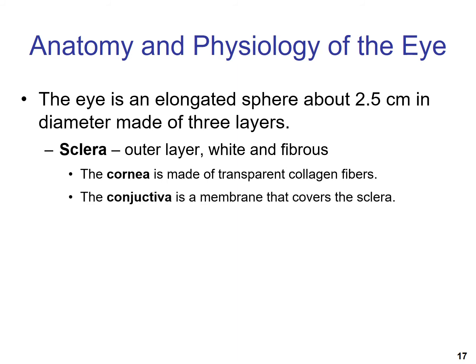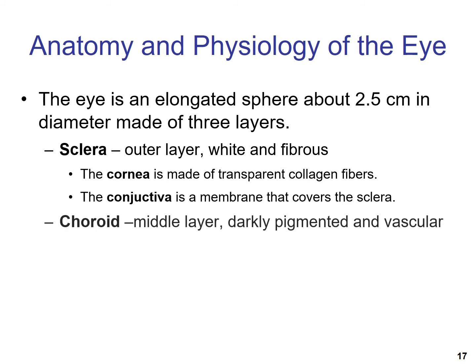Okay, the conjunctiva is a really thin membrane that covers the sclera, and this is the very outermost layer on the eyeball. This is actually what gets infected if somebody's got pink eye. The choroid layer is actually deep. If you were dissecting from the outside of the eye, it would be deep to the sclera, more internal than the sclera is. So this is a middle layer, and it's darkly pigmented, basically black, and it's vascular, meaning that it's got a lot of blood vessels in it.